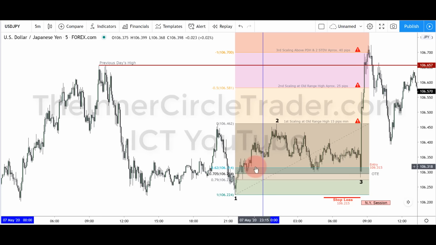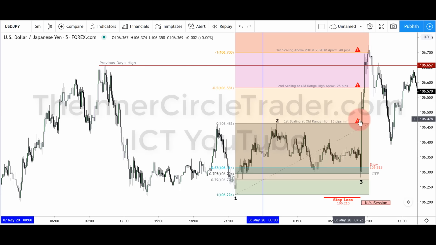And we're going to assume that 106.314 is that 62% retracement level, so we're going to just round it to the nearest 5 pipettes. So 106.315 would be our entry. Below the low, our stop will be at 106.215. So it's a 10 pip stop, optimal trade entry. The old high that makes the range of the fib comes in at 15 pips.